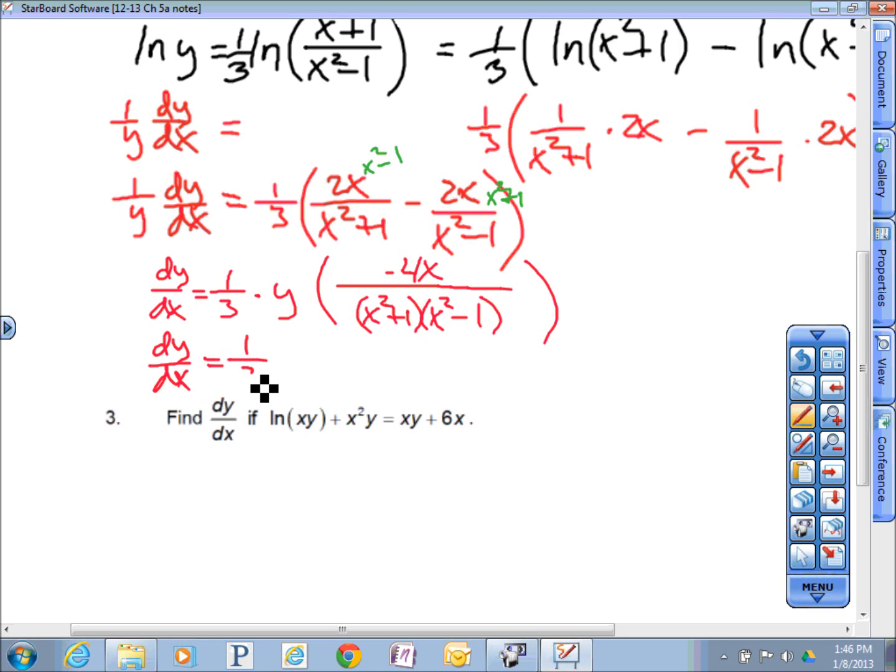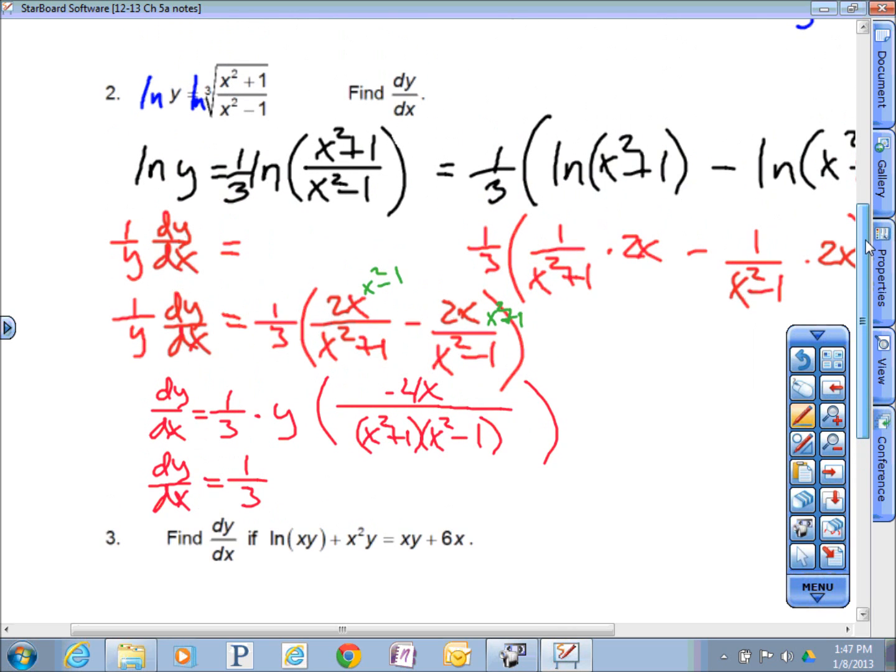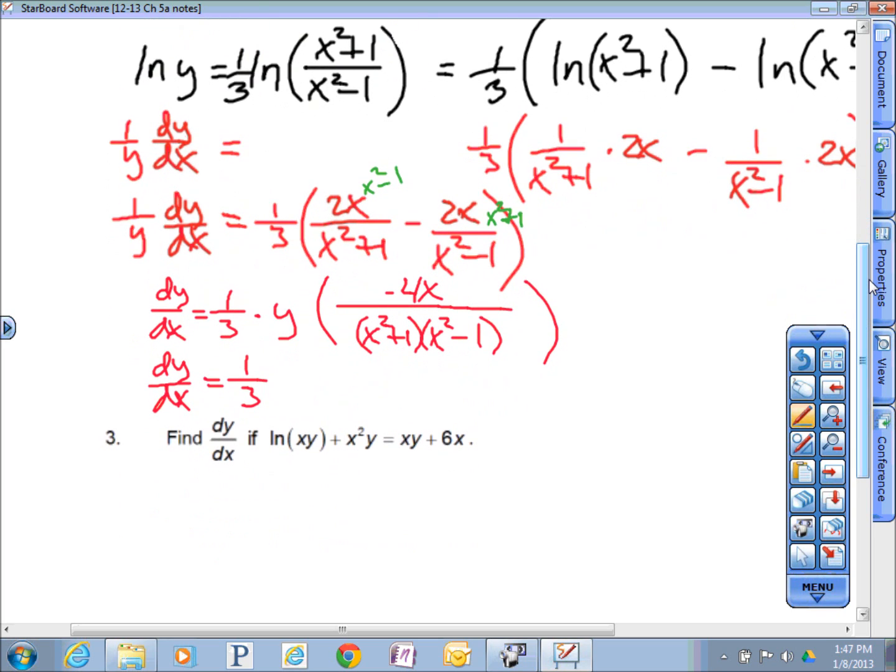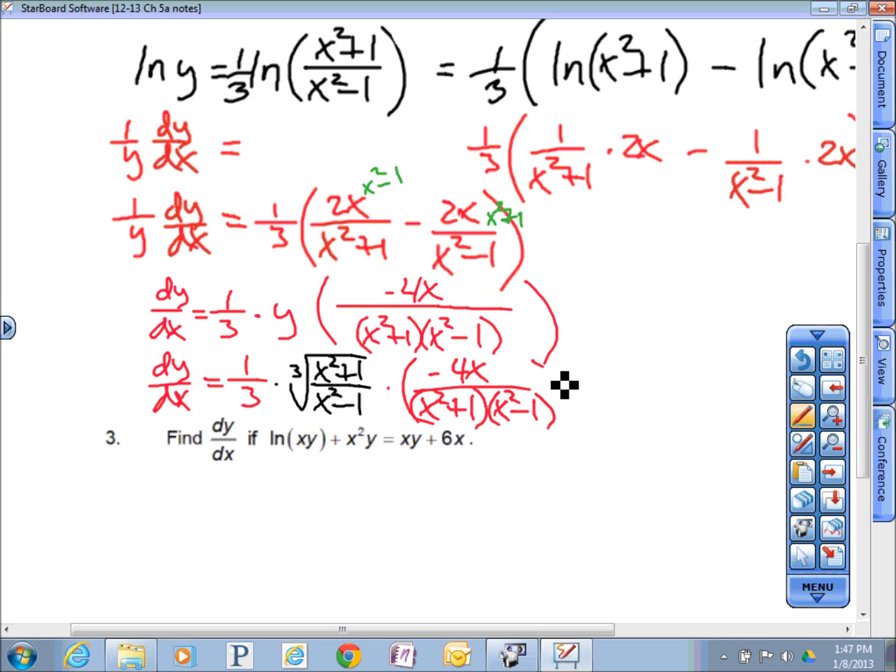And then the only thing I have left to do, since I know what y is equal to, I'm going to go back and rewrite that y is the same thing as that cubed root of x squared plus 1 over x squared minus 1. Let's put that in its place. So in place of y, I'm writing cubed root of x squared plus 1 over x squared minus 1. And then I'm multiplying that by the quantity negative 4x over x squared plus 1 quantity times x squared minus 1 quantity.